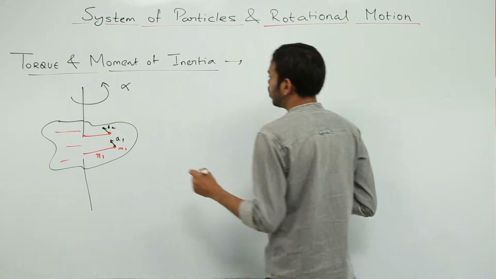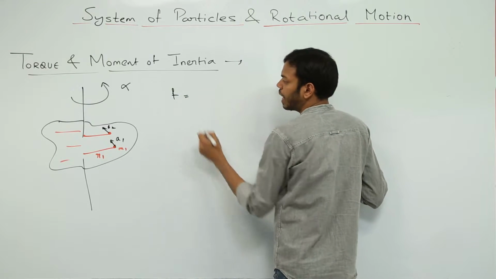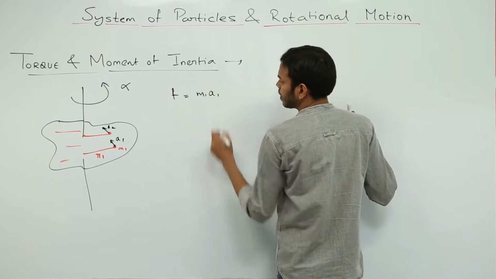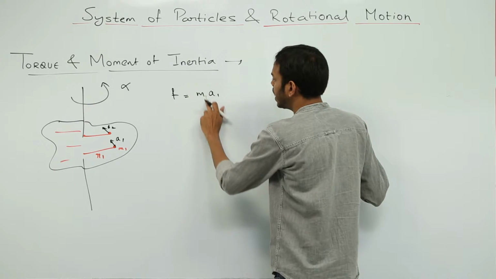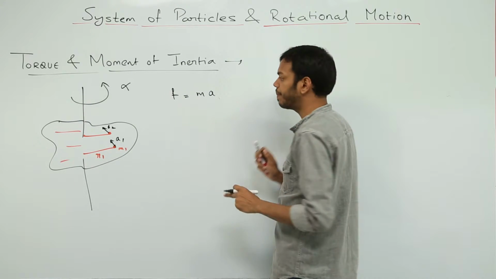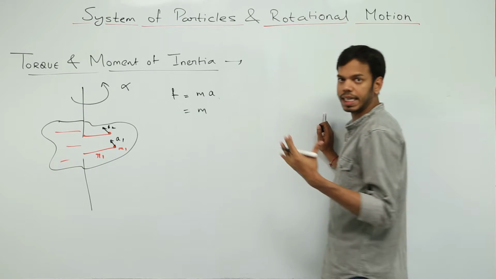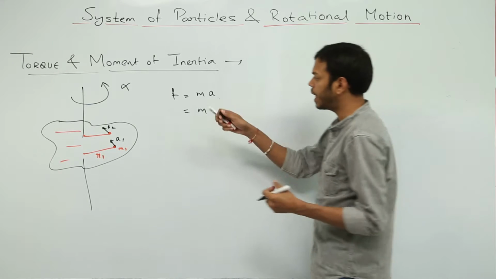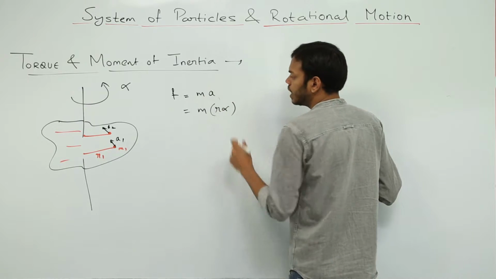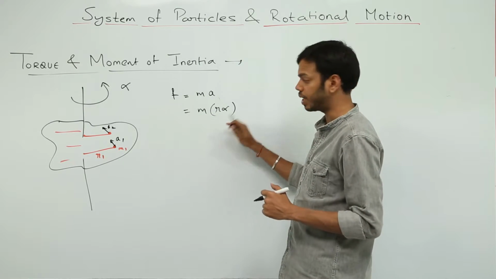So consider a force F acting on any one particle. The force would be given by what? Force is mass into acceleration, which is m1 into a1. I am taking it general, so the force on each particle would be m into a. Suppose that particle is at r distance from the axis of rotation, so a can be written as r alpha, right? This would be the mass into acceleration.